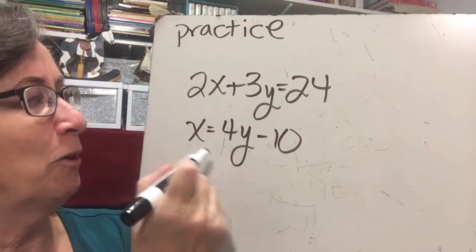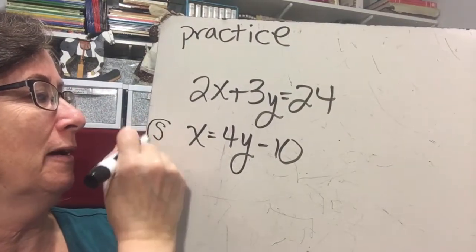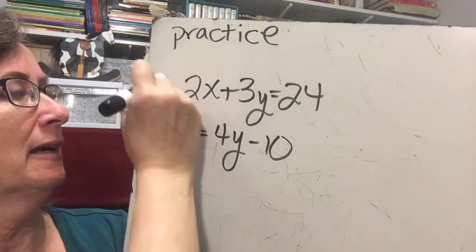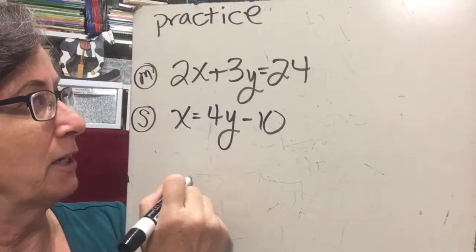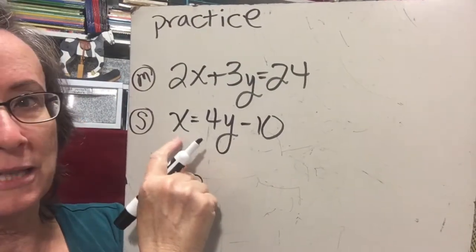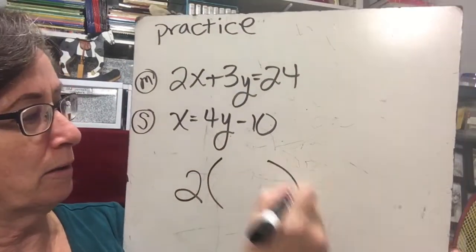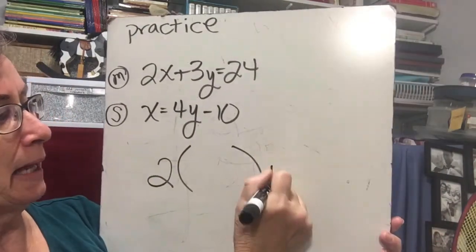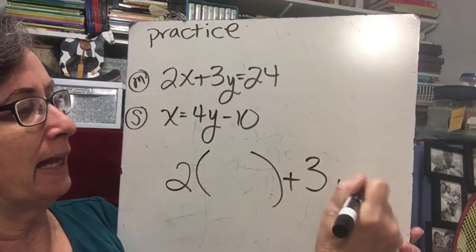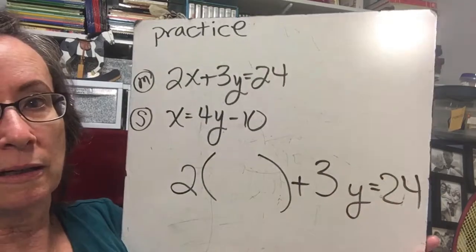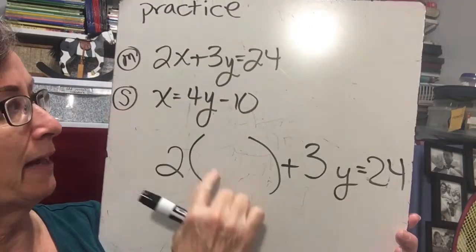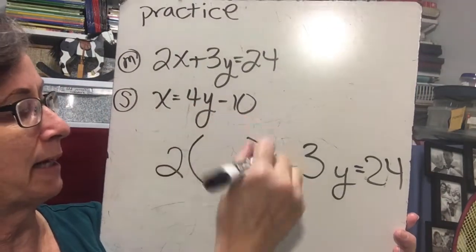All right, so here we're going to have this one as our sub. This one is our main. We're going to copy down the main equation. 2, this is our sub variable, so we're going to leave a little hole. 2x plus 3y is 24. We're going to substitute instead of the x, we're going to put 4y minus 10.